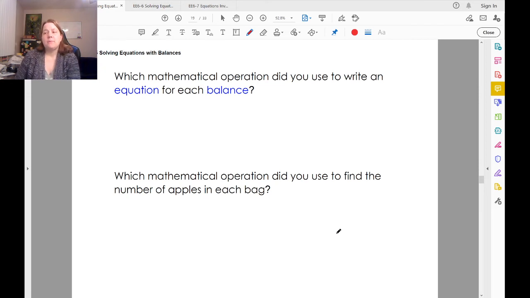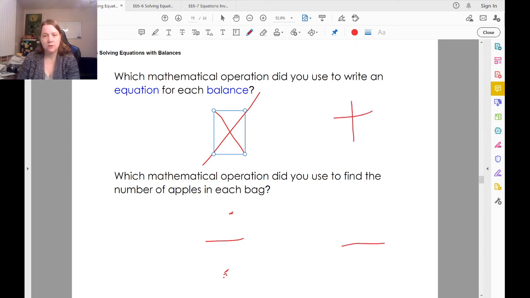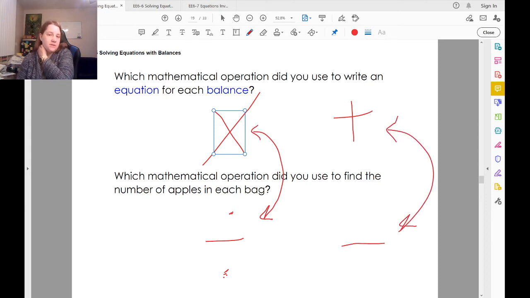So the mathematical operation we used to write the equations, just writing the equations, was multiplication. To solve it, we subtracted. Well, I'm sorry, we divided. I'm getting ahead of myself. Did you notice that in the addition problems, we used subtraction to solve? These are called inverses. Multiplication and division are inverses. Addition and subtraction are inverses. It's kind of like the way of saying the opposite operation.